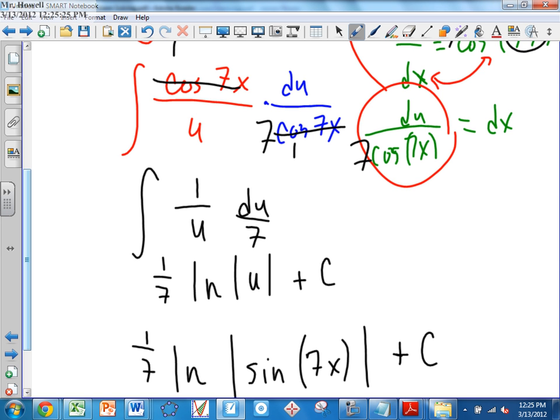I don't want to mislead you there, and I apologize. I was getting too antsy with that. So here again, you're going to have du over 7, not just du, because these cancel, but you're left with that 7. Factor out the 7 in the front because it's a multiplier. You can just move it out front.